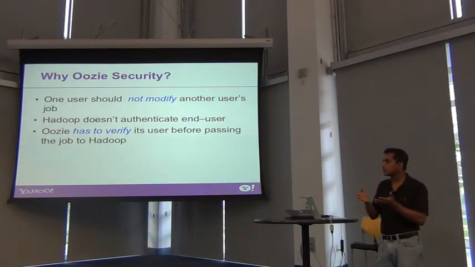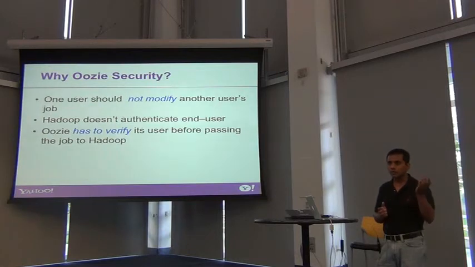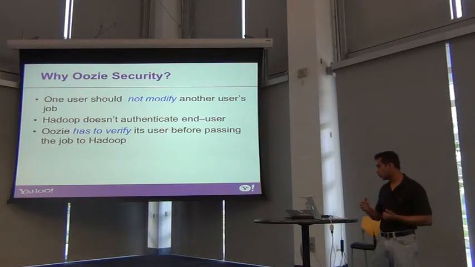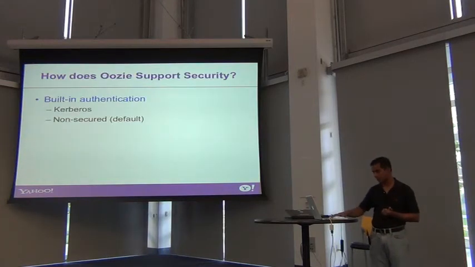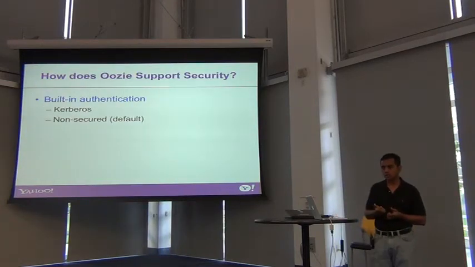So who will test or verify that this end user is the correct end user? It is the responsibility of Oozie, because Oozie has a super user, so it has a responsibility of checking that whoever is working on its behalf is a trusted user. So Oozie needs to do this verification. So how is Oozie doing it?